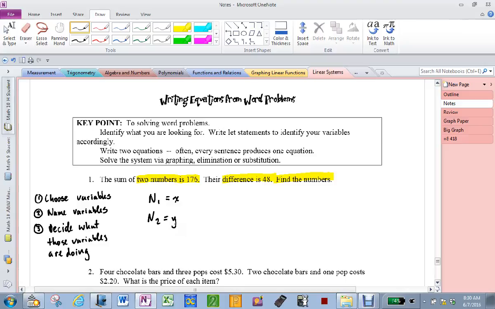Now, what are those variables doing? Well, the sum is 176. What math is sum? Adding. So X plus Y equals what? 176. Their difference is 48. What math is difference? Subtraction. X minus Y equals 48. And now all of a sudden we can easily solve this.